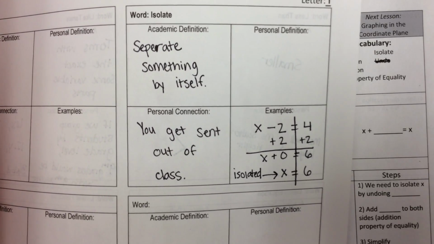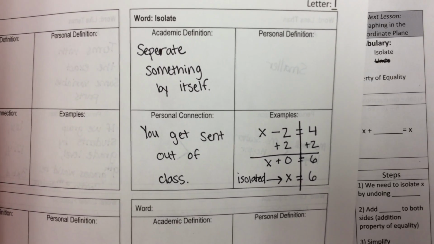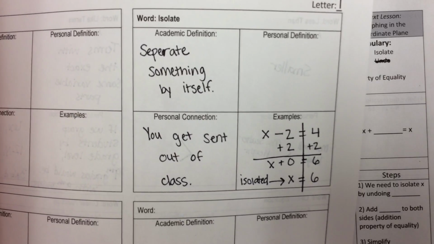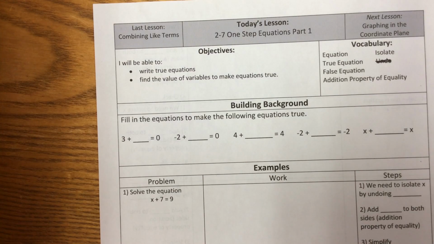Okay, so a personal connection would be like if you get sent out of class, your teacher is isolating you by sending you out by yourself. So that's isolate. Okay, all right, going to your notes.